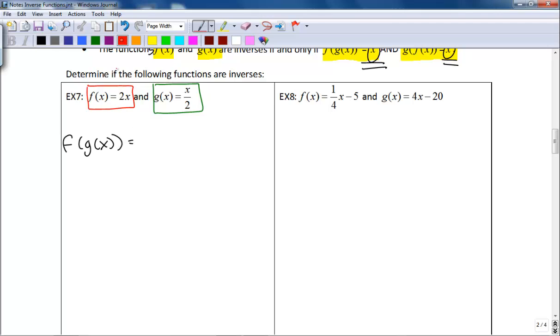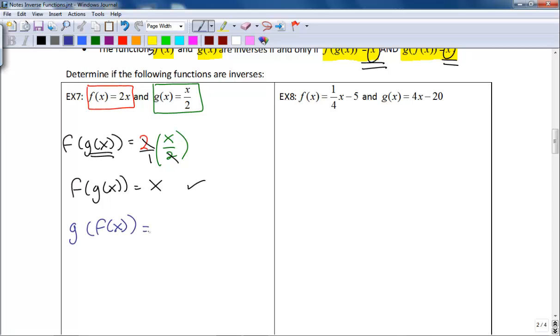This is meant to replace all the x's in my f of x with g of x. So I write 2, and then instead of writing this x, I write what g of x is equal to, and that's x over 2. If I clean this up, my 2's will cancel here, and I'm just left with x. So far, so good. Now I need to find g of f of x.